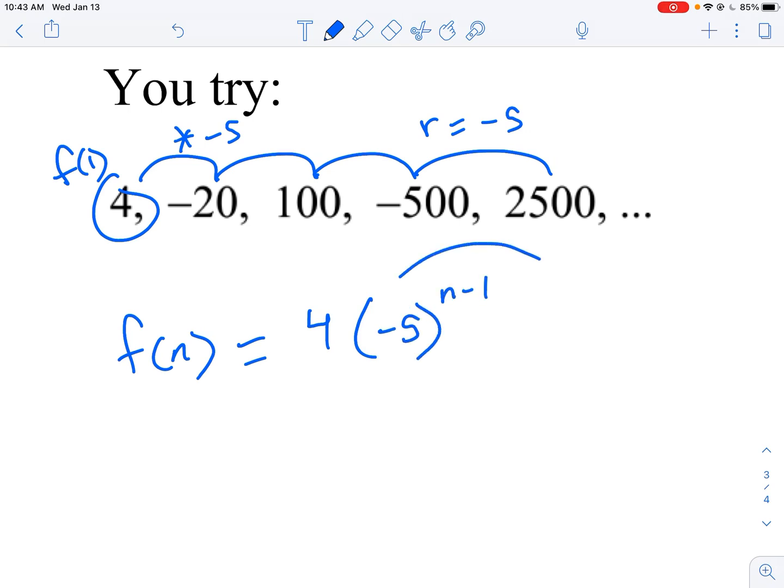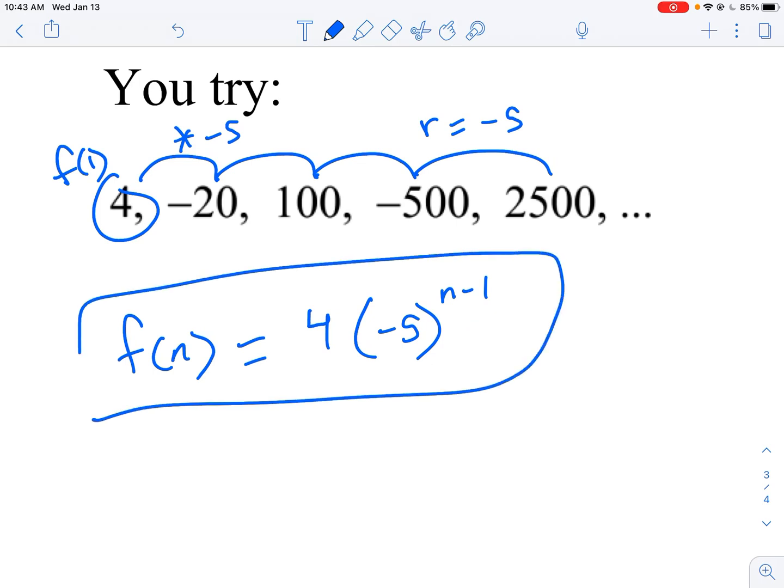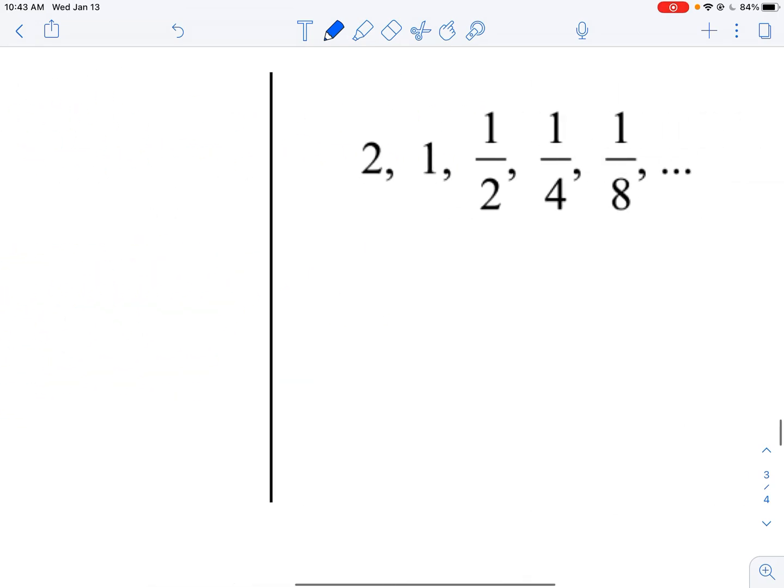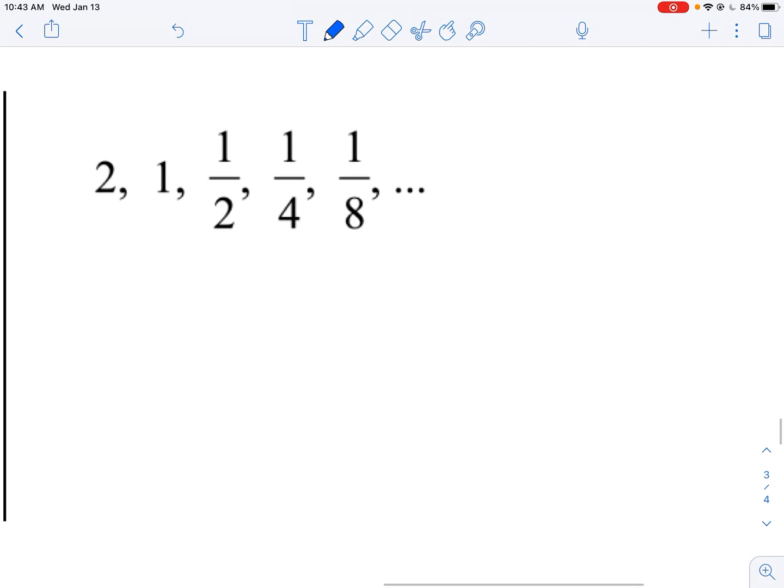So be very deliberate that this is an exponent. Please don't put it here. That would be times by n minus 1. That would be wrong. So make sure you put it as an exponent, and voila, this is over. That's it. There's nothing else to it, no simplifying. Go ahead and give this one a shot. Pause the video, see if you can write out the explicit by yourself.